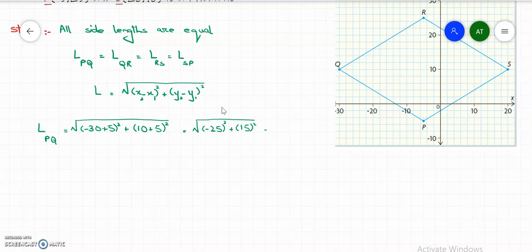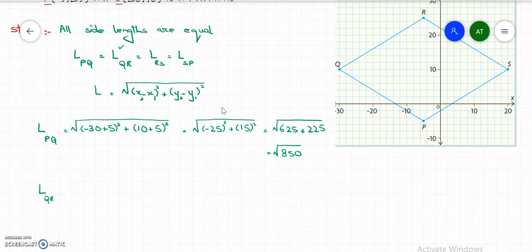So it would be equal to the square root of 625 plus 225, and that is equal to the square root of 850. So we have got the length of side PQ, that is square root of 850. Let's do the next one, the length of side QR.